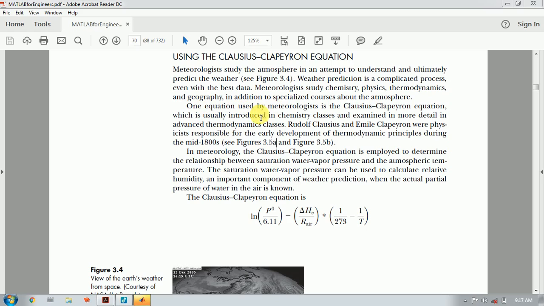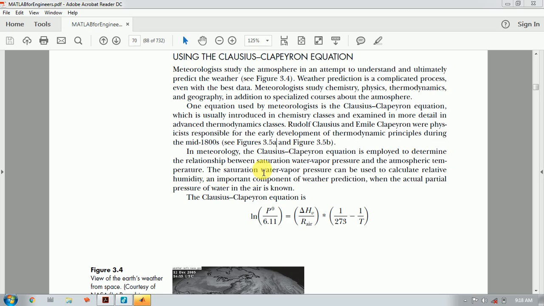One equation used by meteorologists is the Clausius-Clapeyron equation, which is usually introduced in chemistry classes and examined in more detail in advanced thermodynamics classes. Rudolf Clausius and Emil Clapeyron were physicists responsible for the early development of thermodynamic principles during the middle 1800s. See figure 3.5a and figure 3.5b.